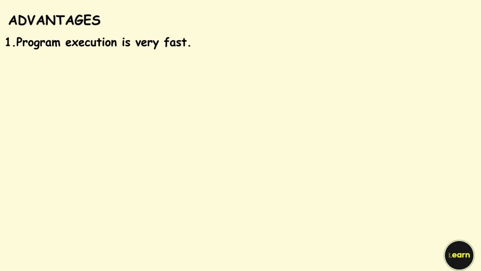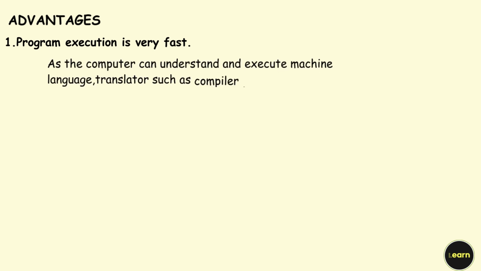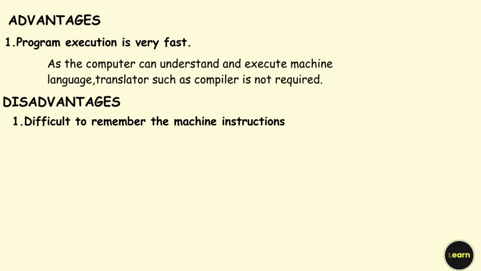Now let's look at some of the advantages of machine-level language. Advantages. 1. Program execution is very fast, as the computer can understand and execute machine language. 2. Translator such as compiler is not required. Disadvantages. 1. Difficult to remember the machine instructions.